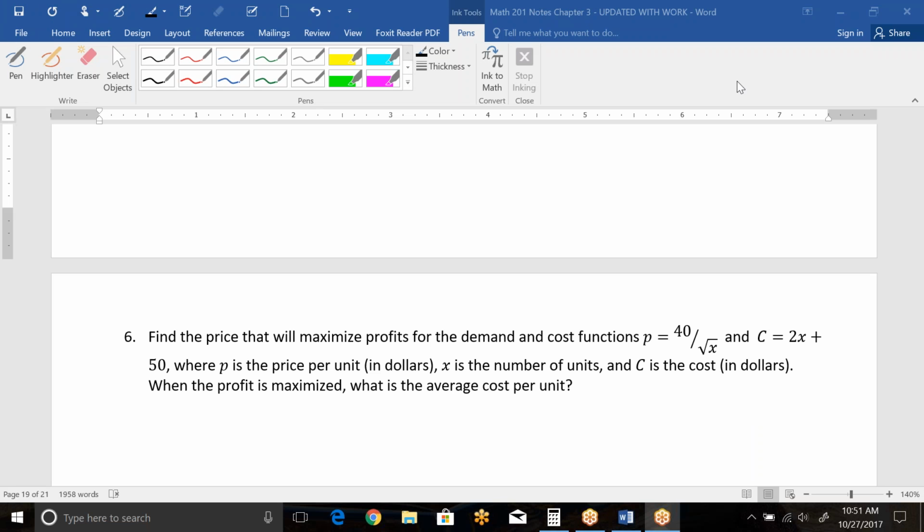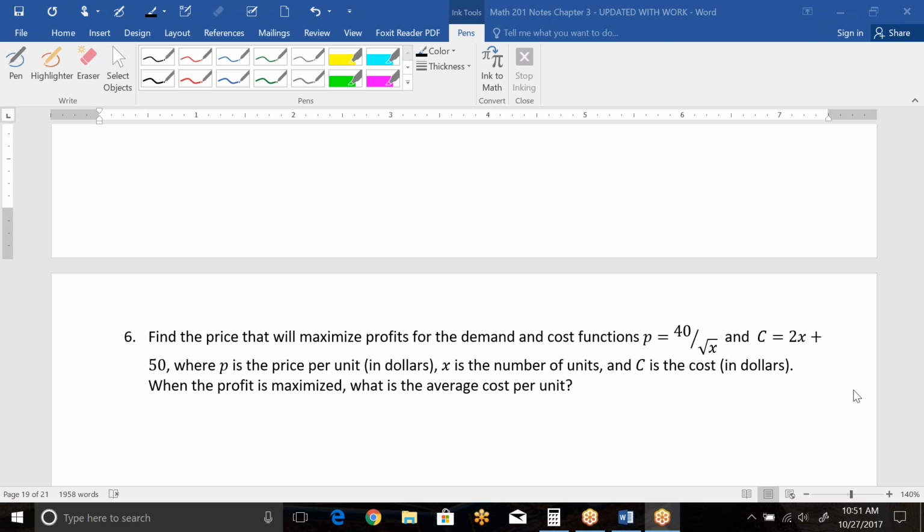All right, this is for 3.4, 3.5. This is the optimization problems, the word problem section. It says find the price, this is number 6, find the price that will maximize profits for the demand and cost functions P equals 40 over the square root of x and C equals 2x plus 50, where P is the price per unit in dollars, x is the number of units, and C is the cost in dollars. When the profit is maximized, what is the average cost per unit?